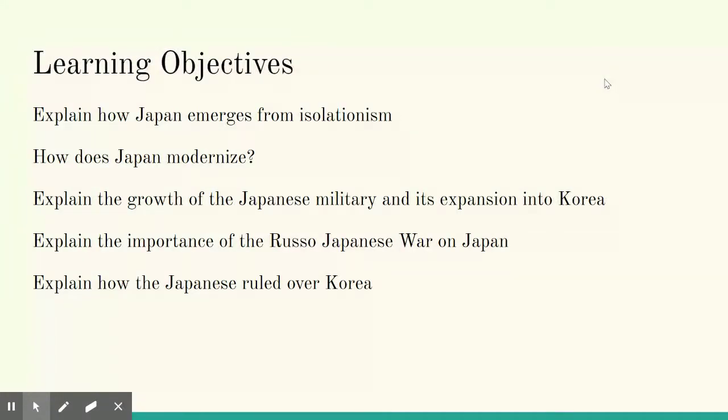So, as always, let's look at our learning objectives. And again, you might want to pause the video so you can write these down. Explain how Japan emerges from isolationism. How does Japan modernize? Explain the growth of the Japanese military and its expansion into Korea. Explain the importance of the Russo-Japanese War on Japan. And explain how the Japanese ruled over Korea. So those are our learning objectives for this lesson. Again, if you need to pause the video to jot those things down, you can do that at this time. Okay, so let's keep going.